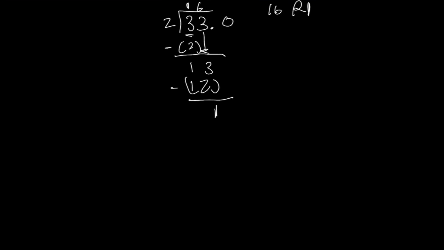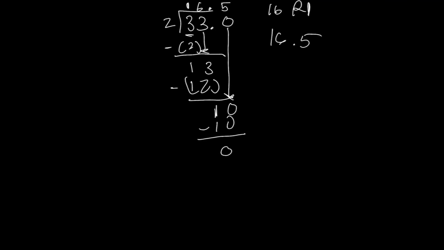add a 0. And then you bring that 0 down, like this, like what you've been doing before. And then 10 divided by 2 is possible. That's going to be 5. Make sure to put the decimal in the answer, like this, and then that would be it. And then your final answer should be 16.5.